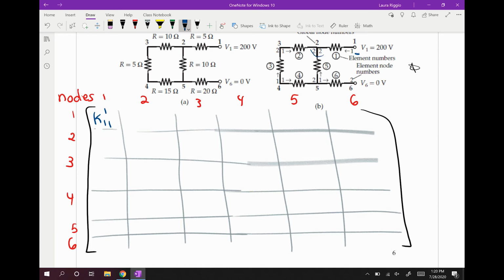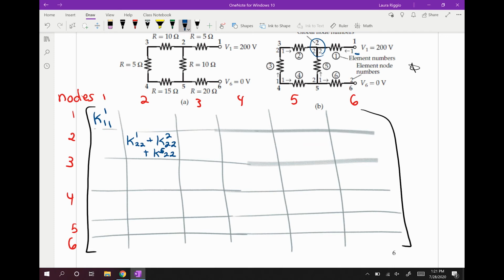So now we're going to look at node 2. What do we have at node 2? At node 2 we have resistor 1, end 2. We also have resistor 2, end 2. We also have resistor 5, end 2.